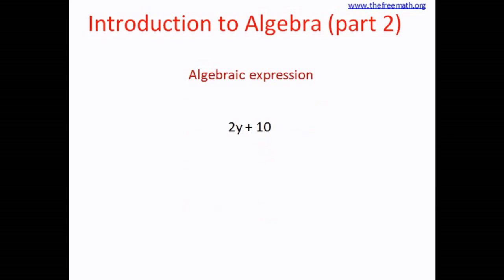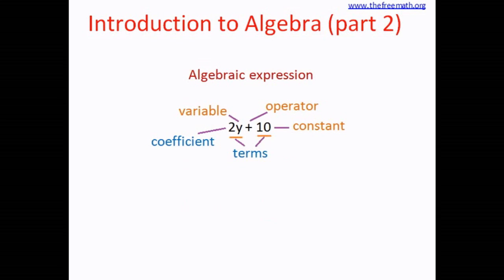Now, what does this expression consist of? You know that y is a variable here and 10 is a constant. What is 2? 2 is a coefficient. And this plus sign, plus is an operator. These two things, 2y and 10, are called terms. So this expression has two terms. One term is 2y and another term is 10. The terms are separated by an operator. And together this whole thing forms an algebraic expression.